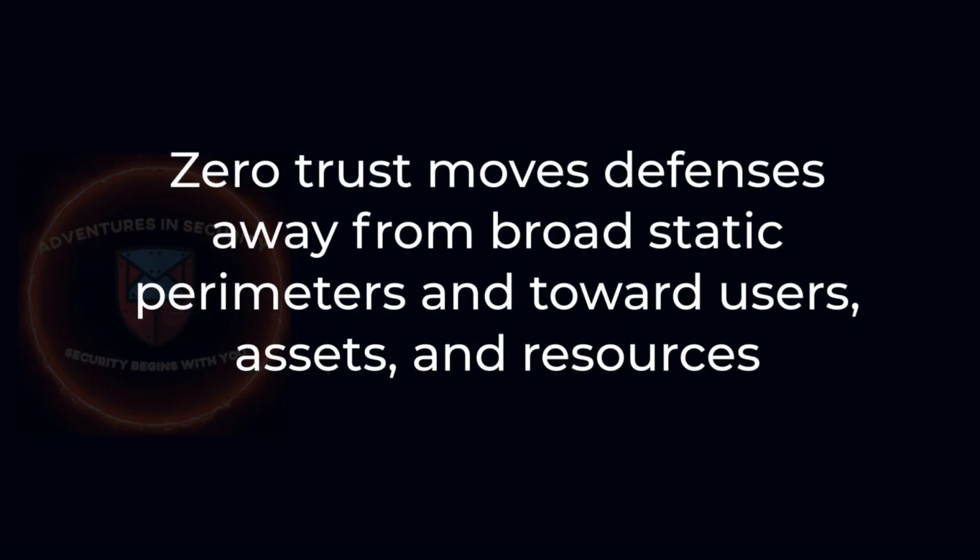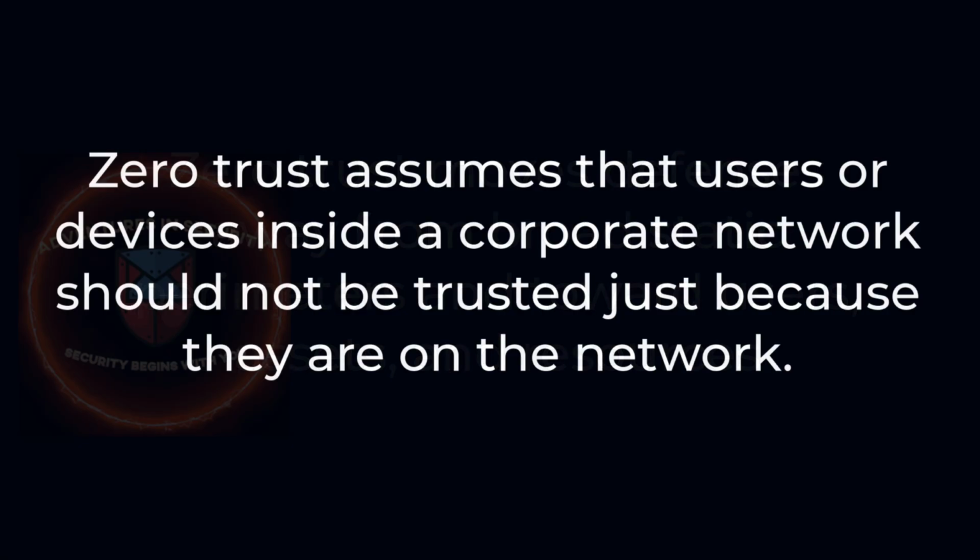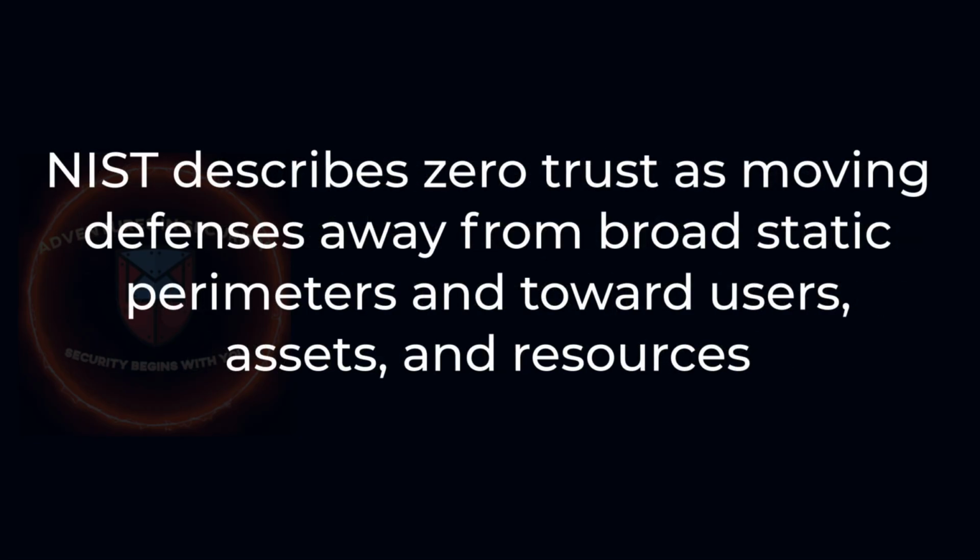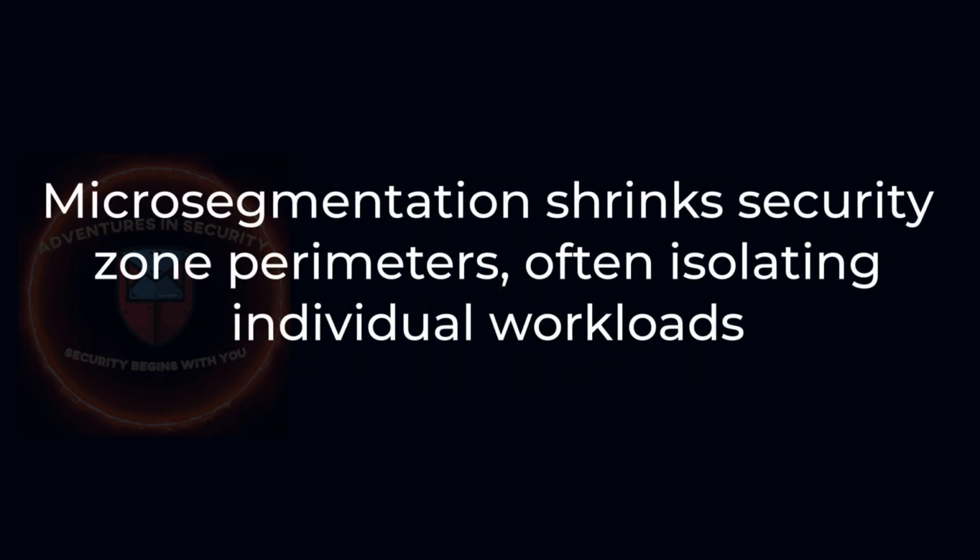Zero Trust networking represents a major shift from traditional perimeter-based security. Instead of assuming that users or devices inside a corporate network are trustworthy, Zero Trust assumes no implicit trust should exist based solely on location. NIST describes Zero Trust as moving defenses away from broad static perimeters and toward users, assets, and resources. That means every access request should be evaluated using context such as identity, device health, policy, workload sensitivity, and session behavior.